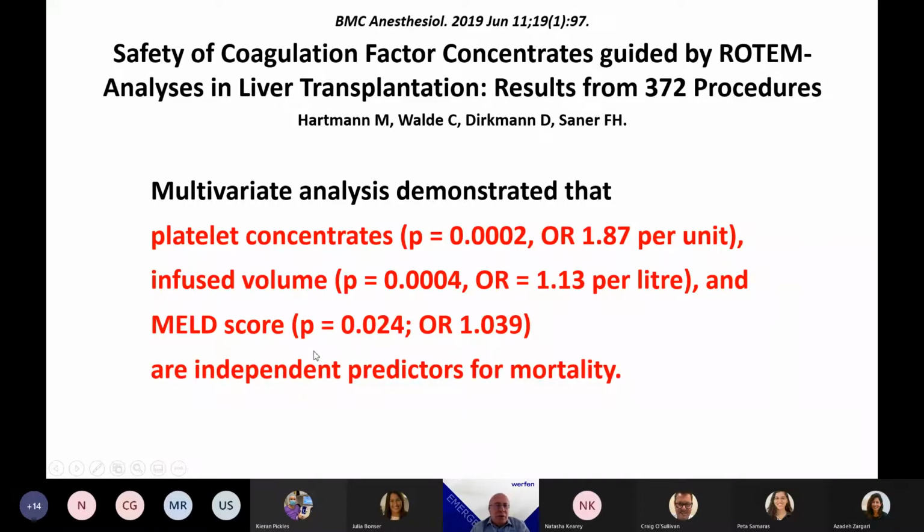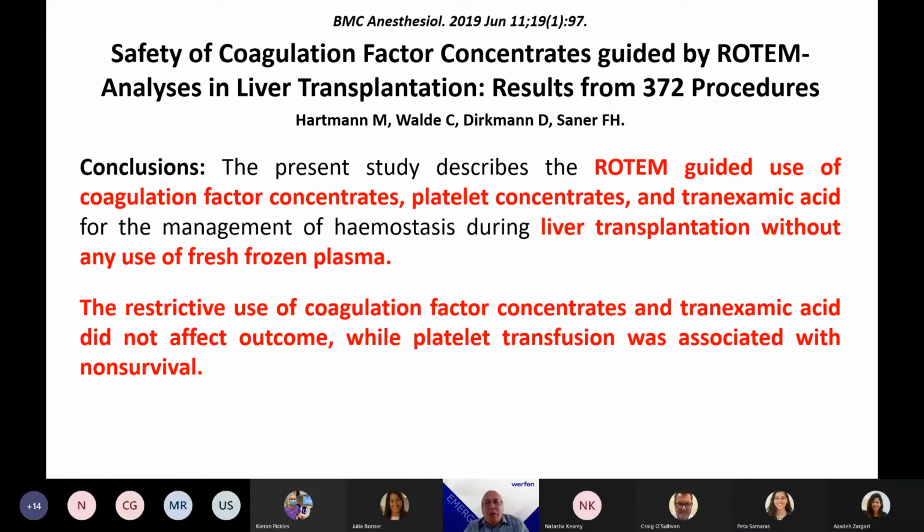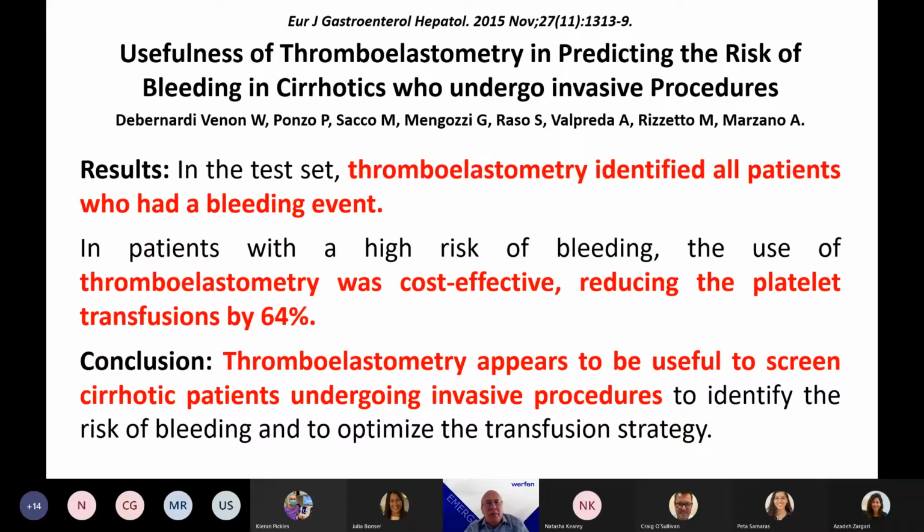So the conclusion was that a ROTEM-guided use of factor concentrates avoids what is not needed, and by using this concept, these more than 370 consecutive liver transplants could be done without any drop of fresh frozen plasma. And again, I think if we have to treat a coagulopathy, small volumes of factor concentrates and, if at all possible, avoiding platelet transfusion might actually be the best way to deal with this patient population.